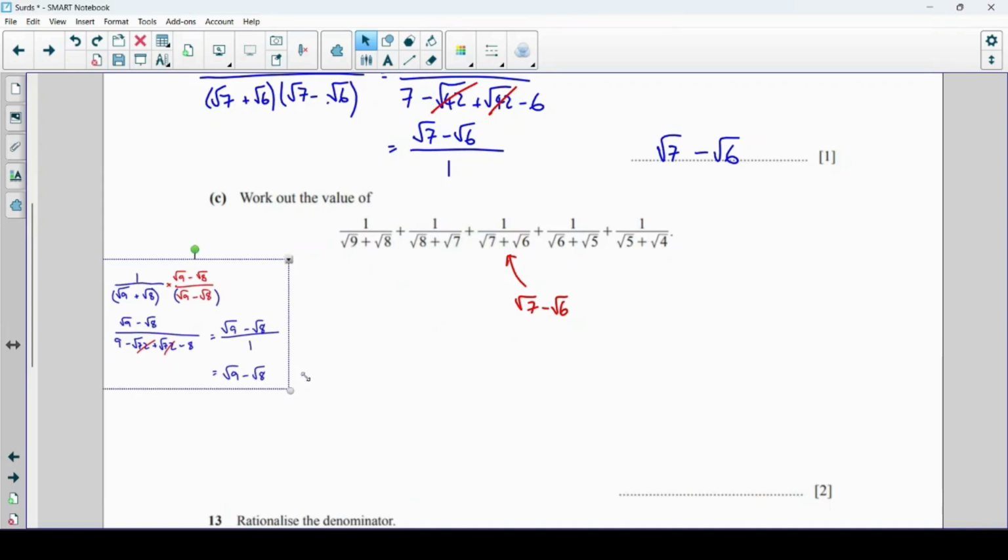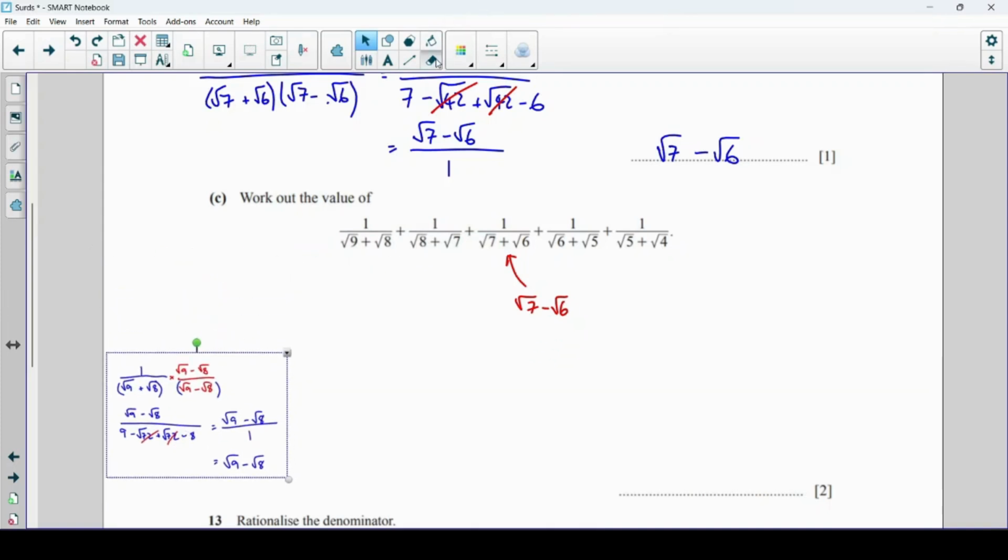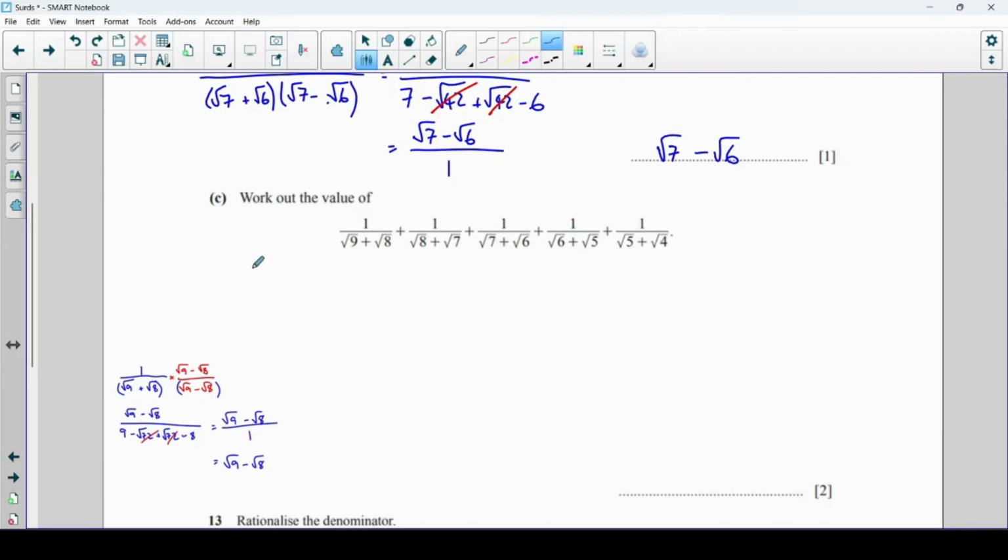So instead of actually working them all out, and I don't think they expect us to do that, I think they expect us to spot that pattern and just to say, well, this one here is going to be equal to root 9 minus root 8. This next one here is going to be equal to plus root 8 minus root 7. The third one, plus root 7 minus root 6. Next one, plus root 6 minus root 5. And the last one, plus root 5 minus root 4.